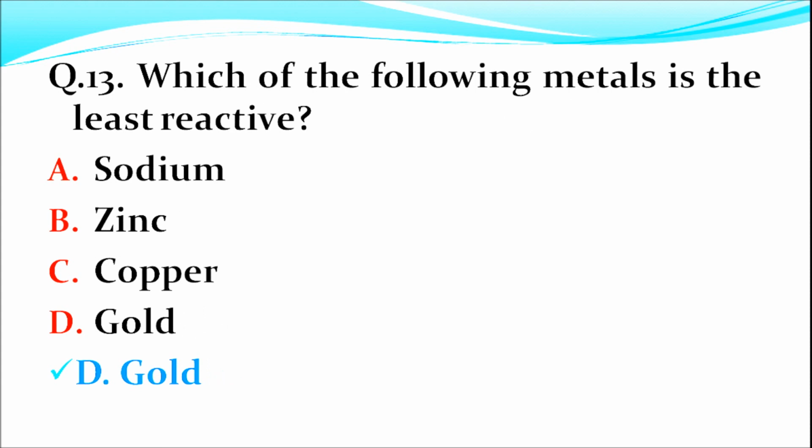Which of the following metal is the least reactive? Option A sodium, option B zinc, option C copper, option D gold. Out of the 4, gold is the least reactive metal. That means the correct option is option D gold.